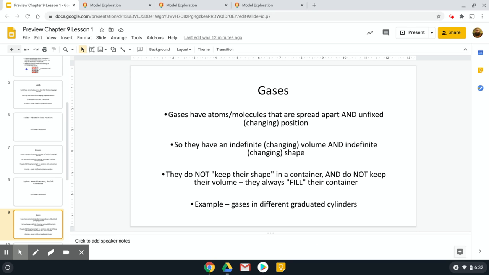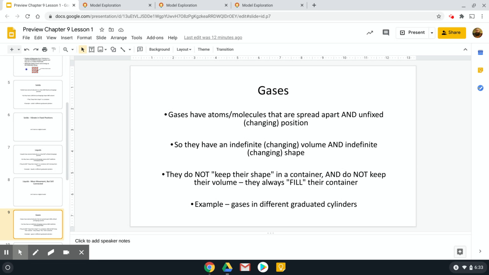Gases have atoms or molecules that are spread out. They are not touching. In solids and liquids, the particles are still next to each other and kind of touching, but in gases, they are spread apart. They are disconnected from each other, and that gives them unfixed positions. And because they're not touching, they also have an indefinite shape.